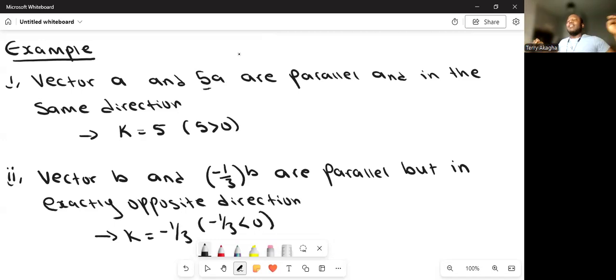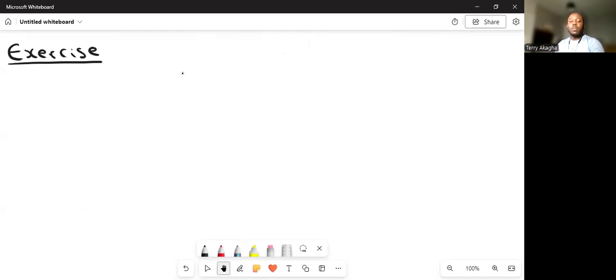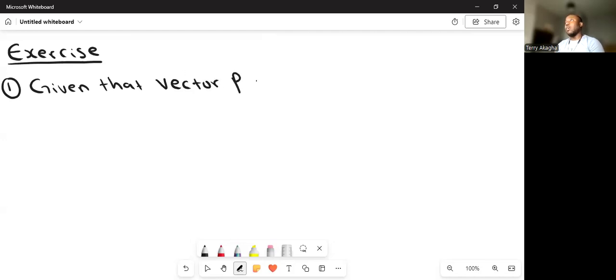All right. Let's go into something more interesting now. Now let's solve, let me call this extra questions. So let's solve exercises. Let's pick some exercises that are more interesting that we have to determine, all right? So number one, we had this question here. We're told that given that vector P and Q are not parallel. So that means they are not parallel.